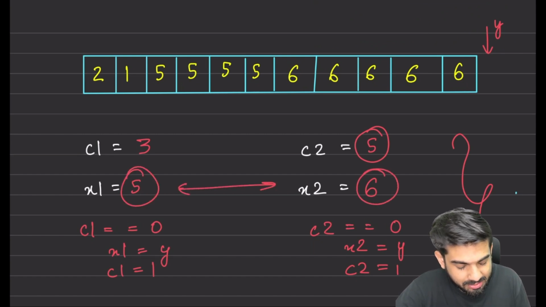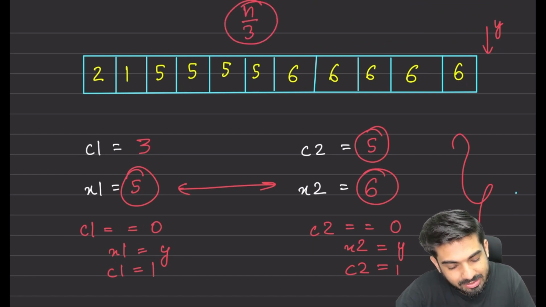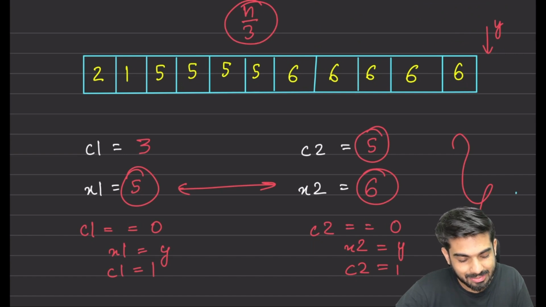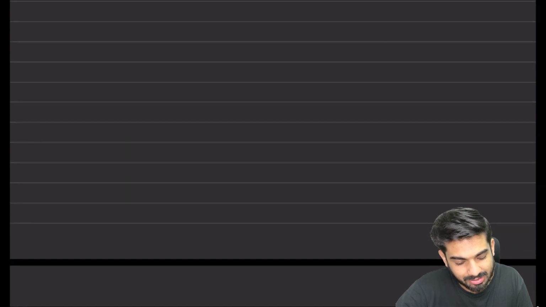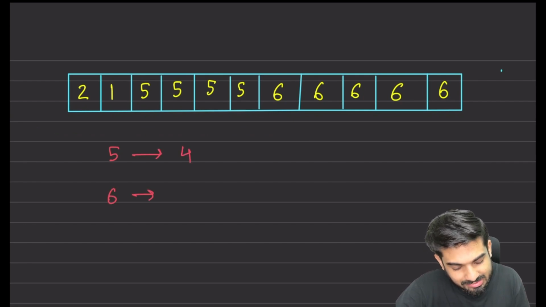Now it is not 100% guaranteed whether they are exactly present more than n by 3 times or not. So what will be the last step? We will iterate and check how many times they are present. In the same array, I'll iterate. I'll check for 5 how many times it is present. I see it is present 4 times. For 6, I know that it is present 5 times.